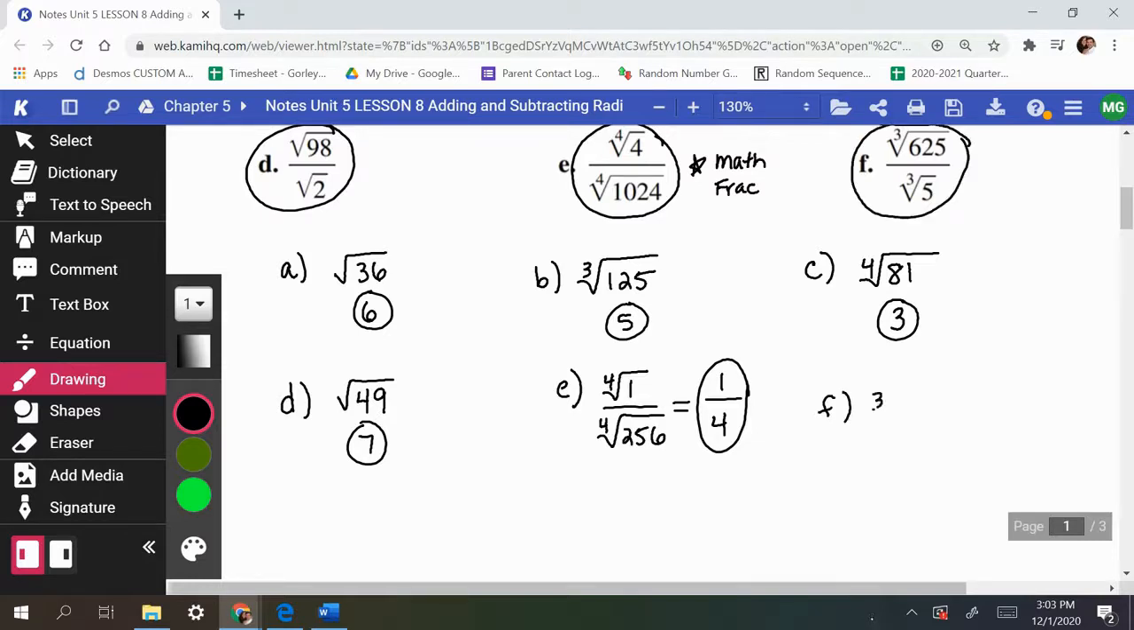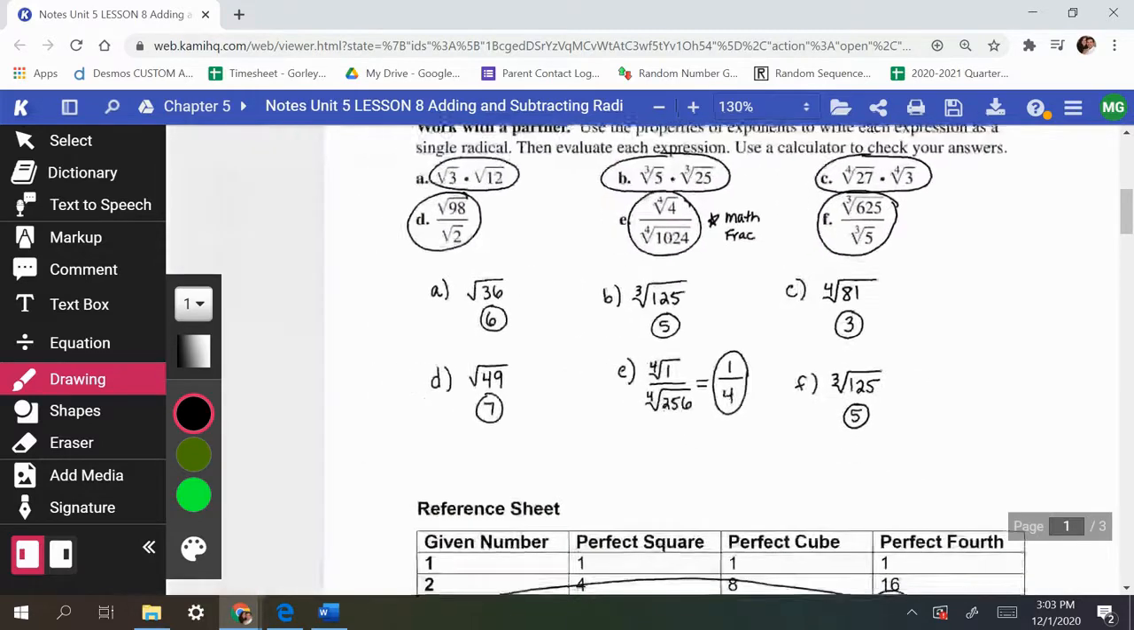Okay, and last but not least, part F, both of these are cube roots. So if I take 625 and divide by 5, I end up with 125 under that perfect cube. Okay, and then what is the cube root of 125? The cube root of 125 is just going to be 5.